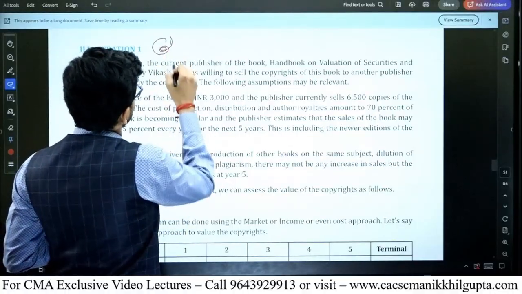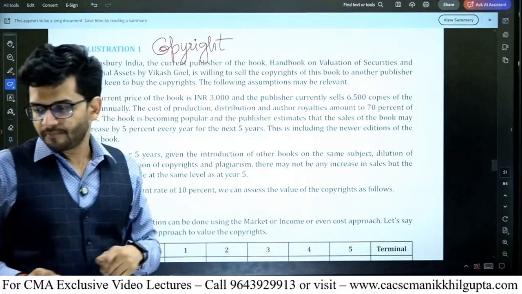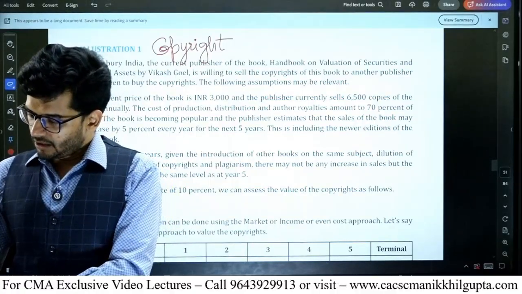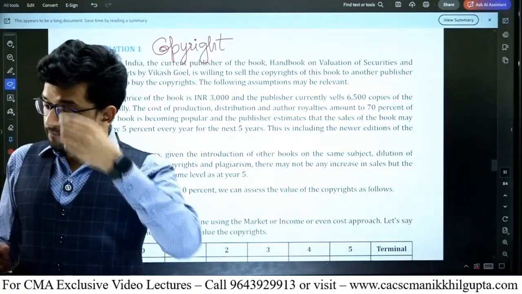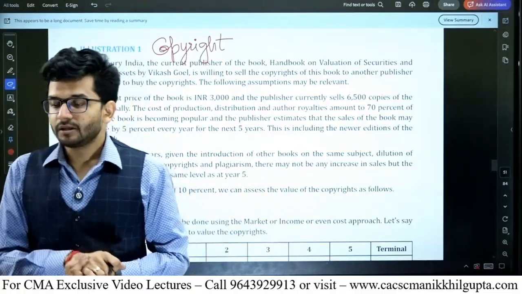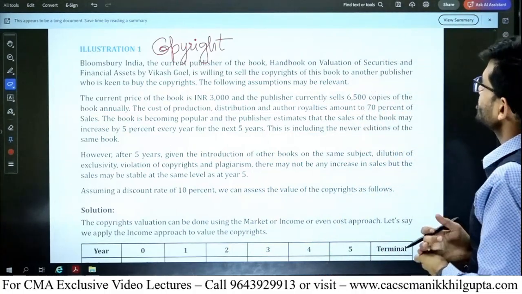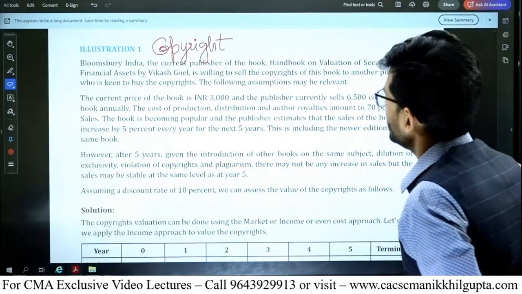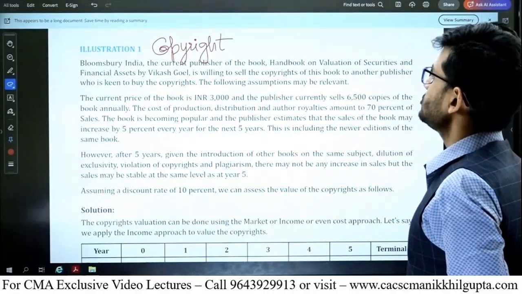Okay, the first question is of copyright. The intangibles, we need to calculate the value of copyright. Again, basically a calculation based question. Bloomsbury India, the current publisher of the book Handbook on Valuation of Securities and Financial Assets by Vikash Goyal, is willing to sell copyright of this book to another publisher who is keen to buy the copyright.